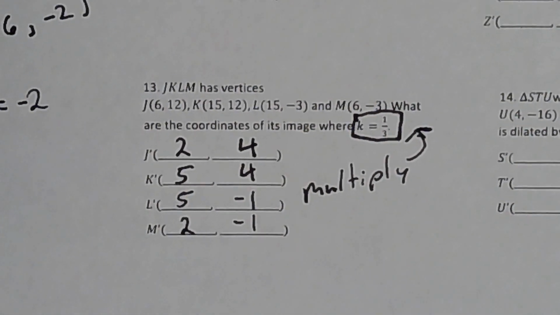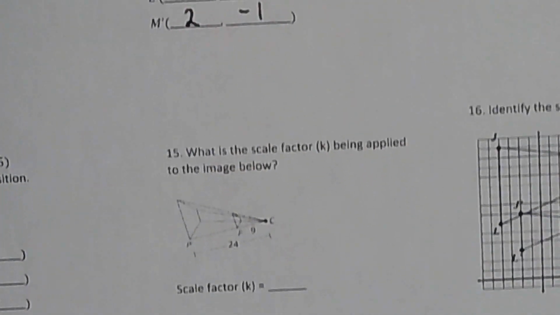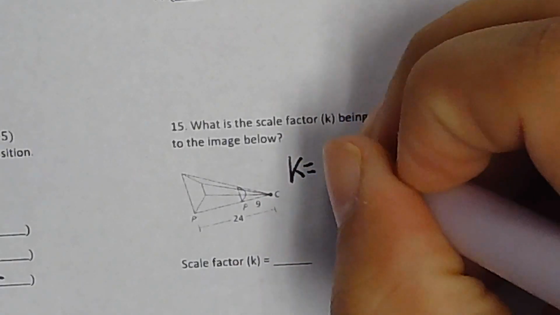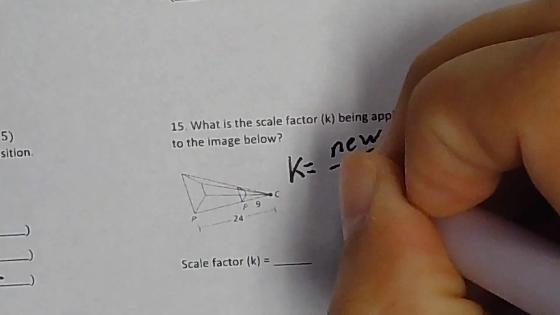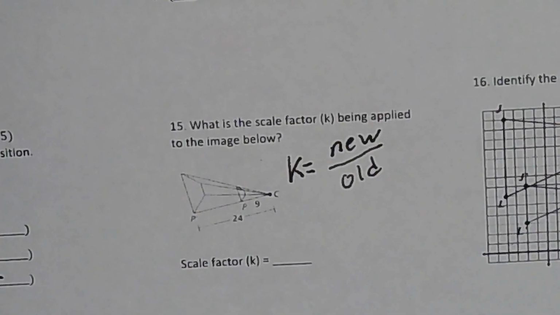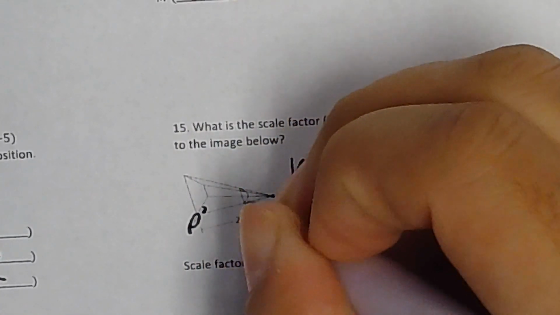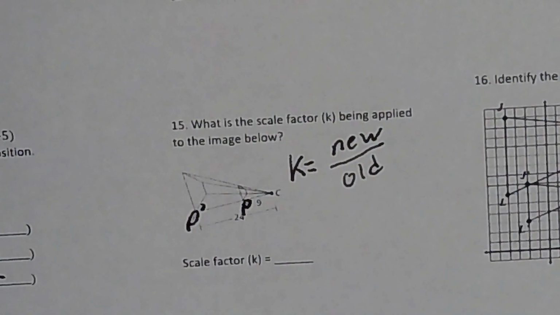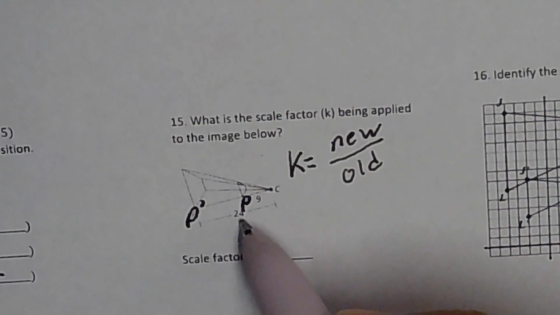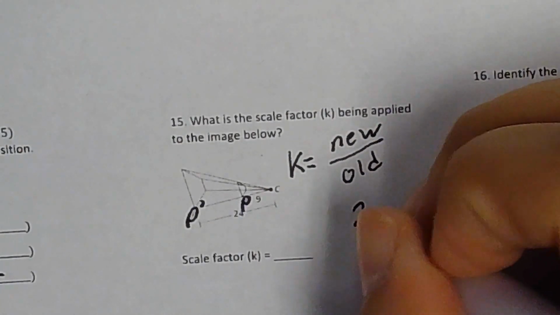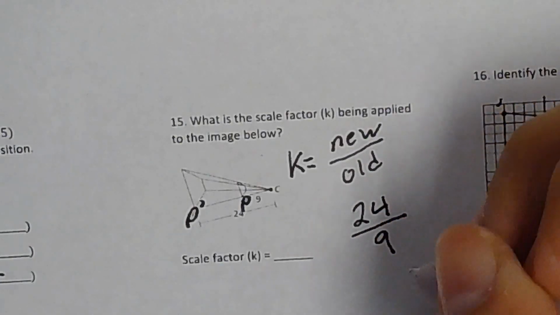All right, moving on to 15. So for this one, what you need to remember is k equals new divided by old. I know it's hard to tell, but the bigger shape is p prime, and the smaller shape is regular p. So that means that the bigger one is my new one, and the smaller one is my old one. So if my bigger one is 24 and my smaller one is 9, then all you're going to do is have 24 divided by 9.